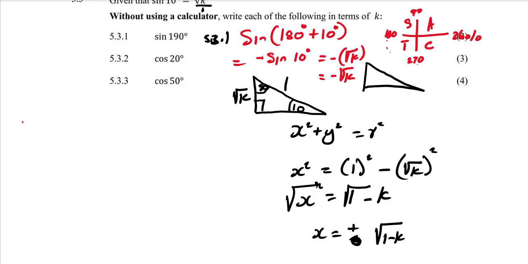Let me find another space here. Here we'll answer 5.3.2. We have cos 20. Someone is confused now that they are using cos 20. No, don't worry, you are with me. You must try to change this 20 to be in terms of 10, because here we changed this 190 to be in terms of 10.